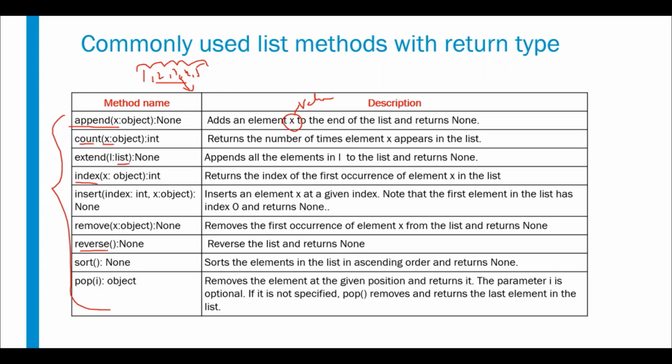Let's say 1, 2, 3, 4, 5 we have in the list. When I use the reverse function on that list, the values will be reversed. It becomes 5, 4, 3, 2, 1. And then the sort function will arrange the values in proper sorting order. And pop will return a value and the same value will be removed from the list. So these are the different functions we have in Python, and we can use these functions on the list.